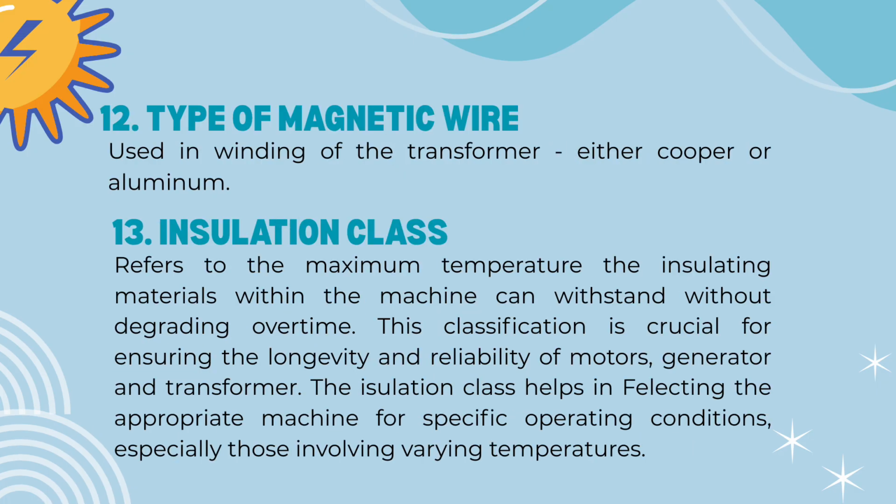And next, we go on to the type of magnetic wire used in winding of the transformer, either copper or aluminum. Last is insulation class. It refers to the maximum temperature the insulating materials within the machine can withstand without degrading over time. This classification is crucial for ensuring the longevity and reliability of motors, generators, and transformers. The insulation class helps in selecting the appropriate machine for specific operating conditions, especially those involving varying temperatures.